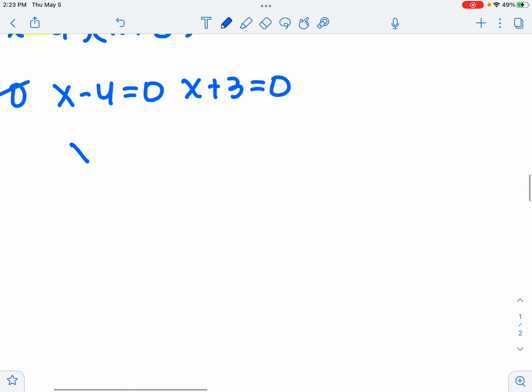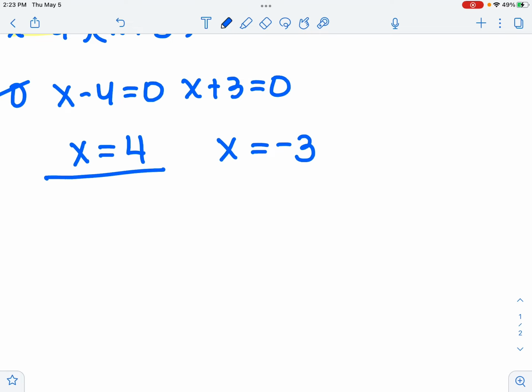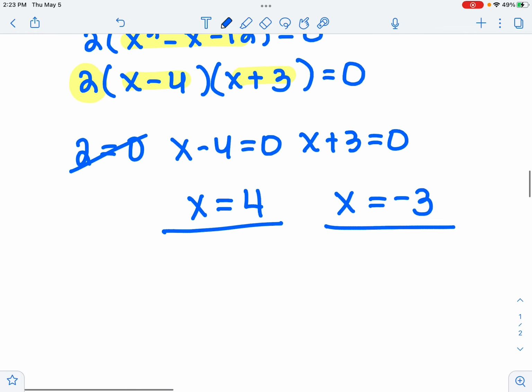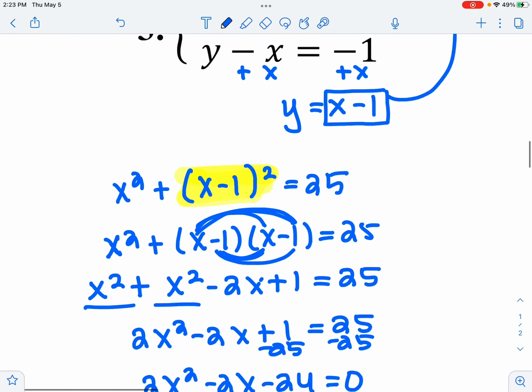But I can solve these two for x. I get x equals 4, and I get x equals negative 3. So now you have two x values. Now you have to get each y value that corresponds to that x value. All right, so now we're going to go ahead and plug in 4 into one of our original equations.